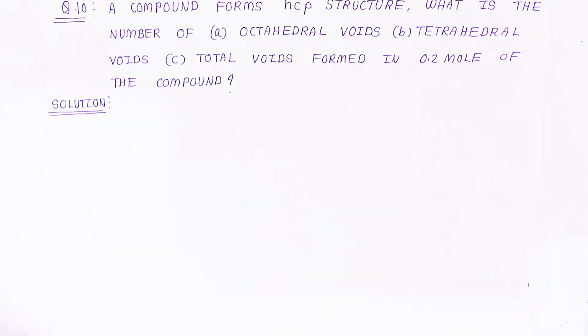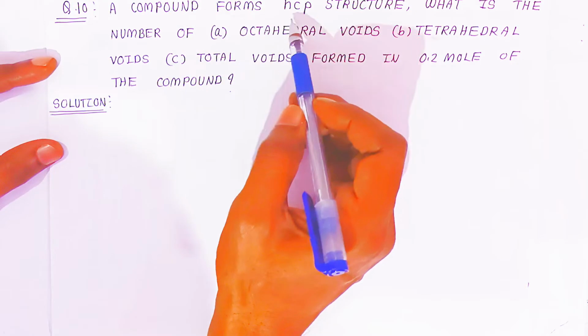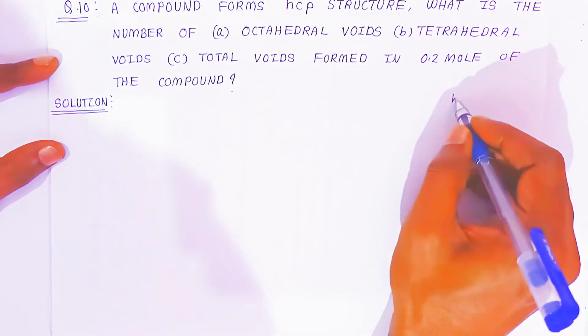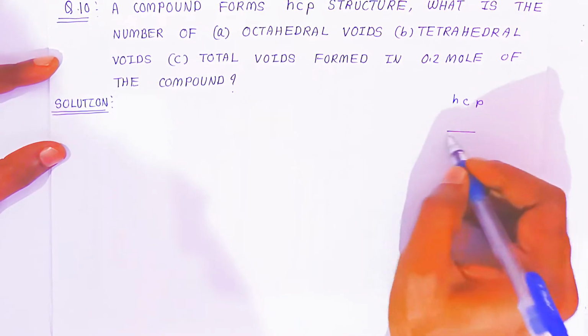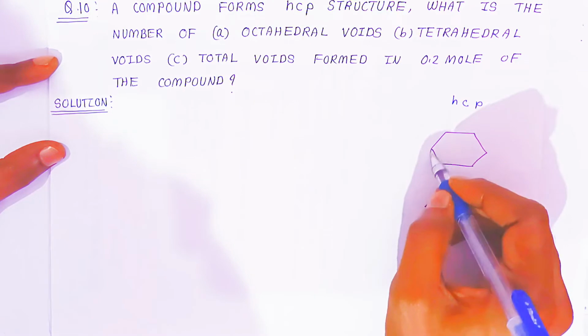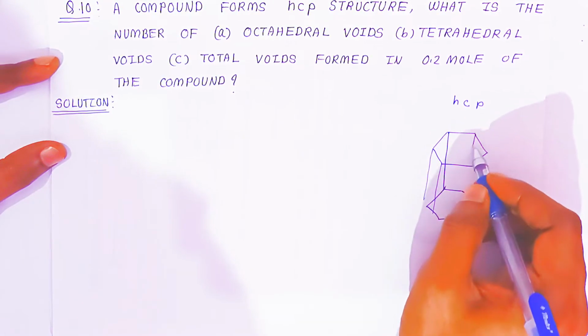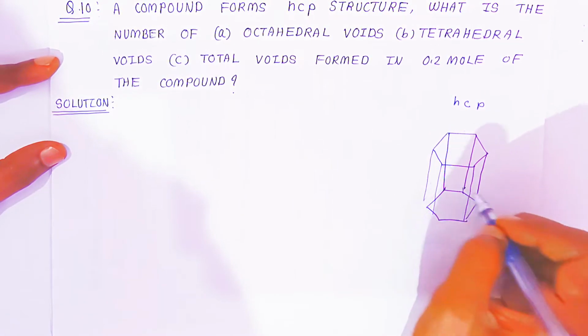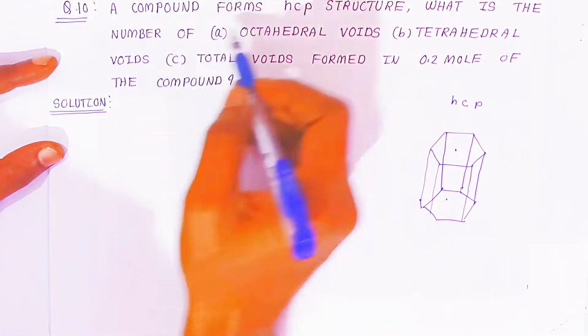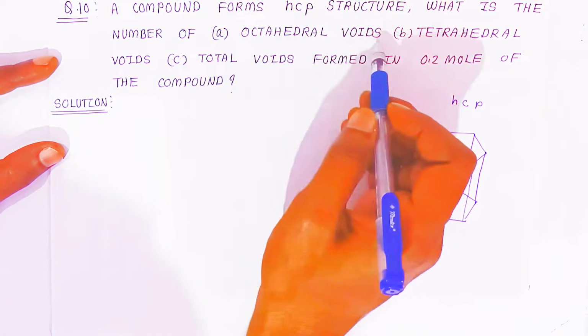Now we are going to see question number 10, students. A compound forms SCP structure. Here also it is forming what? SCP structure. SCP structure, you know, students, hexagonal closed pack structure. Understanding, students? This is the hexagonal closed pack structure. The compound forms SCP structure. What is the number of octahedral voids?